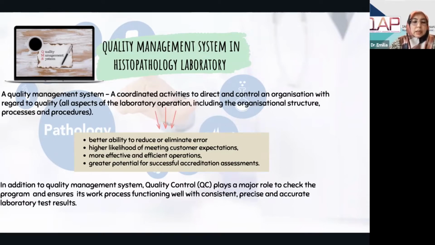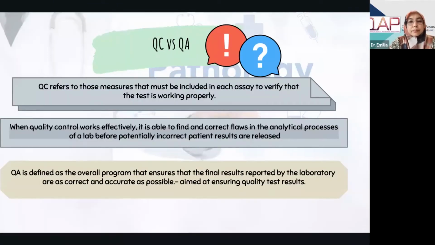In addition to the quality management system, we also have quality control, which plays a very major, critical role in checking whether the programs work properly and are functioning well, and in ensuring consistent, precise, and accurate laboratory results. So this is very important. Quality control is part of the quality management system.